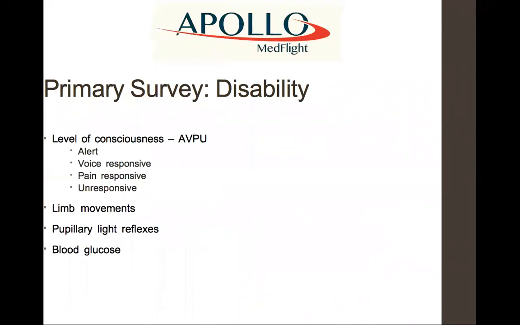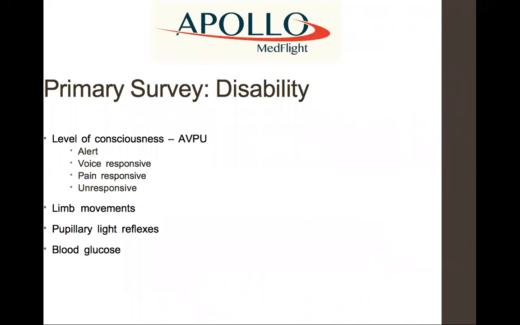So D is our disability in our primary survey. Again, this is going to be our neurological assessment, really. So our tried and true AVPU: alert, voice, pain, and unresponsive. That stuff is pretty early on in our training, but a good refresher. This is also kind of a precursor to our Glasgow Coma Scale. It's going to come in our secondary survey.